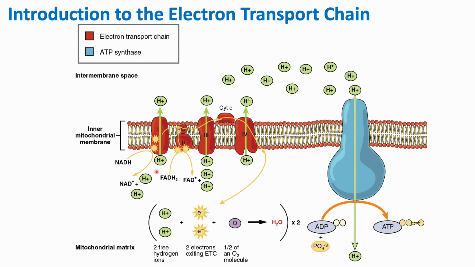Now, this process occurs in the mitochondria. It happens on the inner mitochondrial membrane, and specifically in the mitochondrial matrix and the intermembrane space. And this is just a basic understanding of what the electron transport chain is and how it functions.